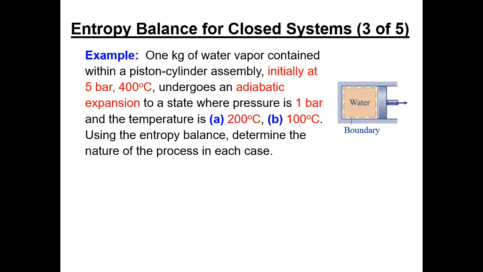Okay, little example. 1 kilogram of water vapor contained within a piston cylinder assembly, initially at 5 bar and 400 degrees C, undergoes an adiabatic expansion to a state where pressure is 1 bar, and then we're going to evaluate 2 different temperatures, 1 bar and 200 C, and 1 bar and 100 C. Using the entropy balance, determine the nature of the process in each case. So that's going to say, is it reversible, irreversible, or impossible? That's what they mean by determine the nature.